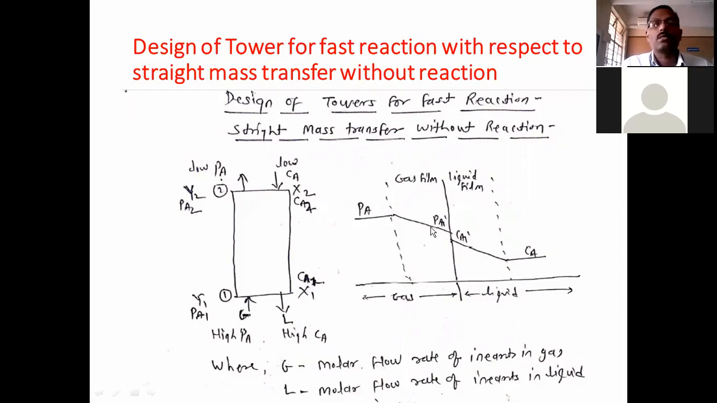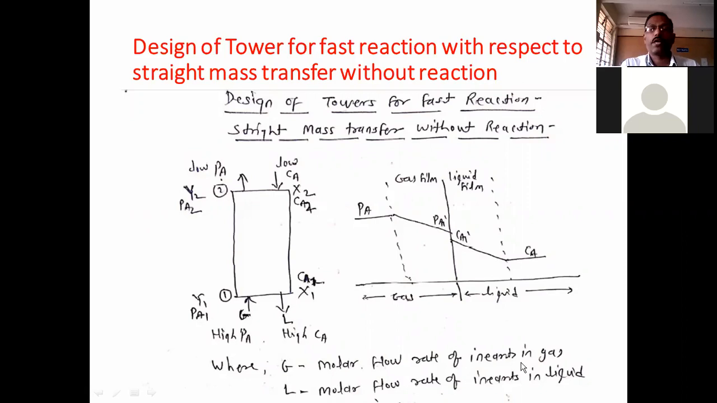Then Pa is diffused, and PAI is the measured partial pressure of A at the interface. CAI is the concentration of A in the liquid film at the interface, and Ca is the concentration of A in the bulk of the liquid. This is the gas side and the liquid side. Already we have seen this in interface mass transfer, and this is in the design of the absorption column tower. Same way we see here.